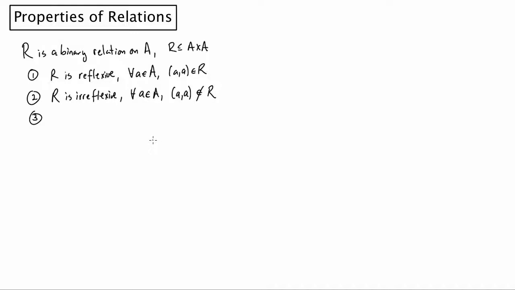Alright, let's talk about symmetric. So R is symmetric means that for all a and b in A, so this involves potentially two different points, if you know that (a,b) is an element of R, in other words, a is related to b, then that implies that b is related to a. Seems reasonable.